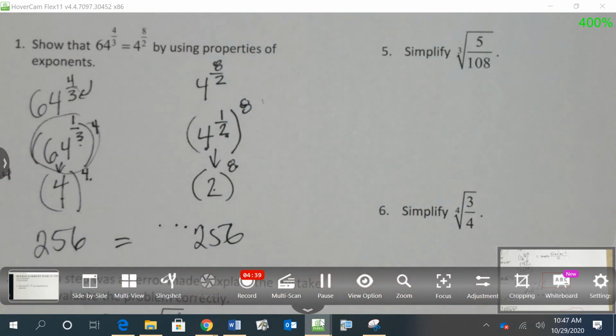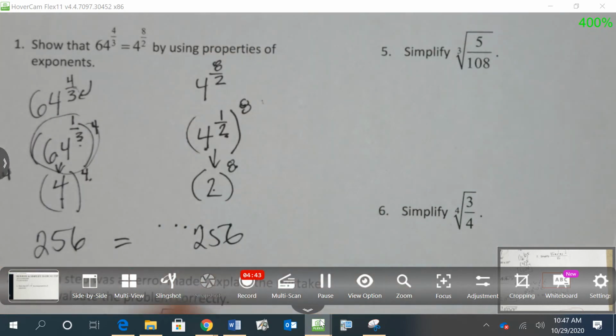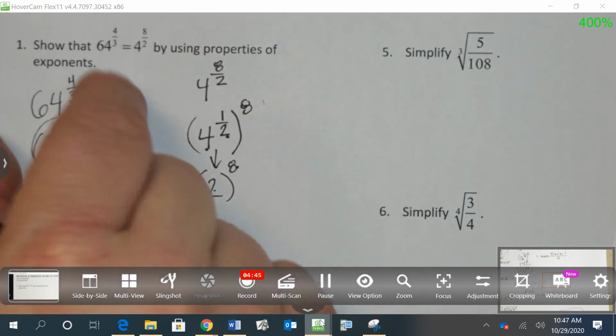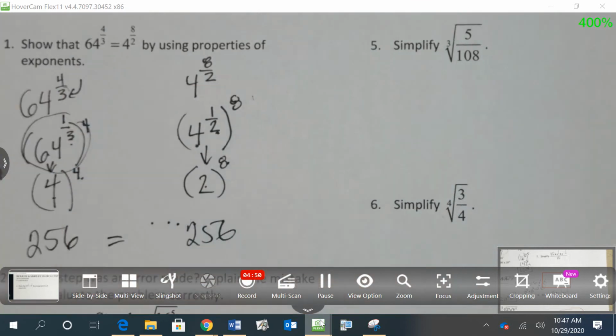A common mistake in students is they write this down and they go, oh, 256, write this down, oh, 256, see, I just showed, they're equal. They want us to show step by step. How do we get it? Step by step is using the properties of exponents.